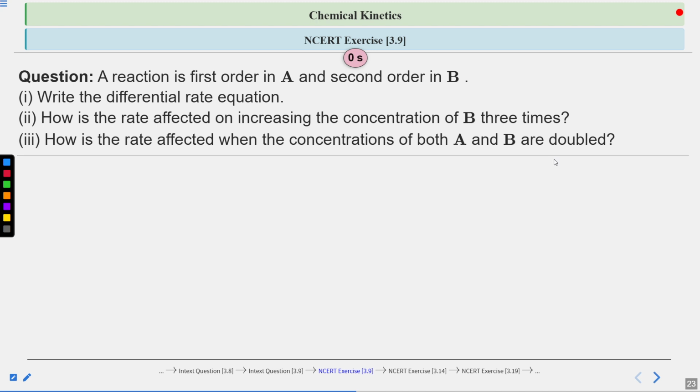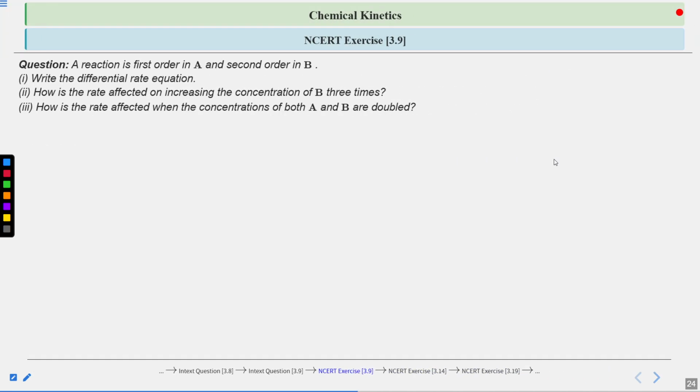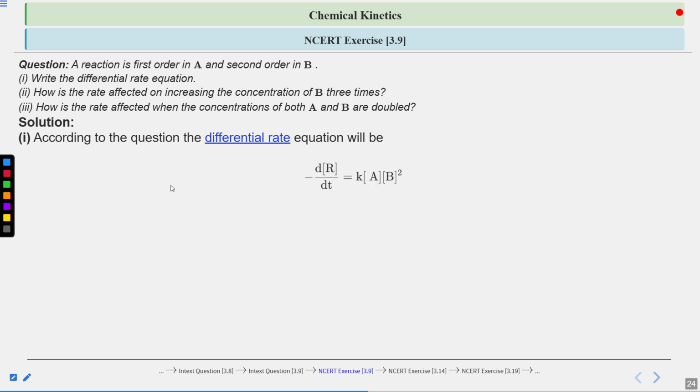Okay, let's see the exercise question. The first question was to write the differential rate equation. According to the question, the reaction is first order in A and second order in B. So the differential rate equation will be minus dR by dt is equal to k times the A concentration to the power 1 because it is first order, and B concentration to the power 2 because it is second order.